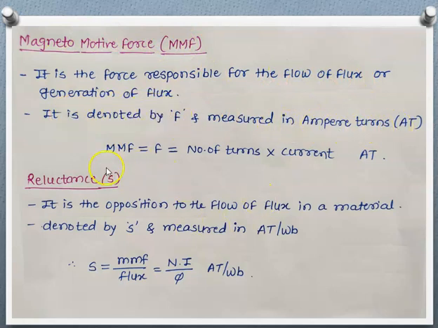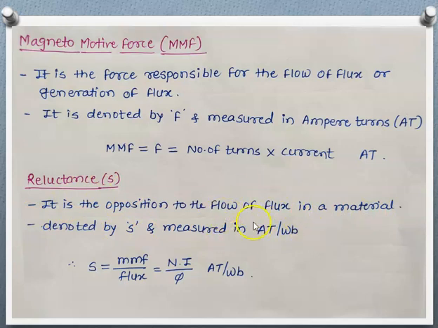We have this expression for MMF, which is denoted by F, equal to number of turns into current. So the unit will be ampere turns. Then we have another parameter, reluctance, which is the opposition to the flow of flux in a material, and it is denoted by S and measured in ampere turns per Weber.